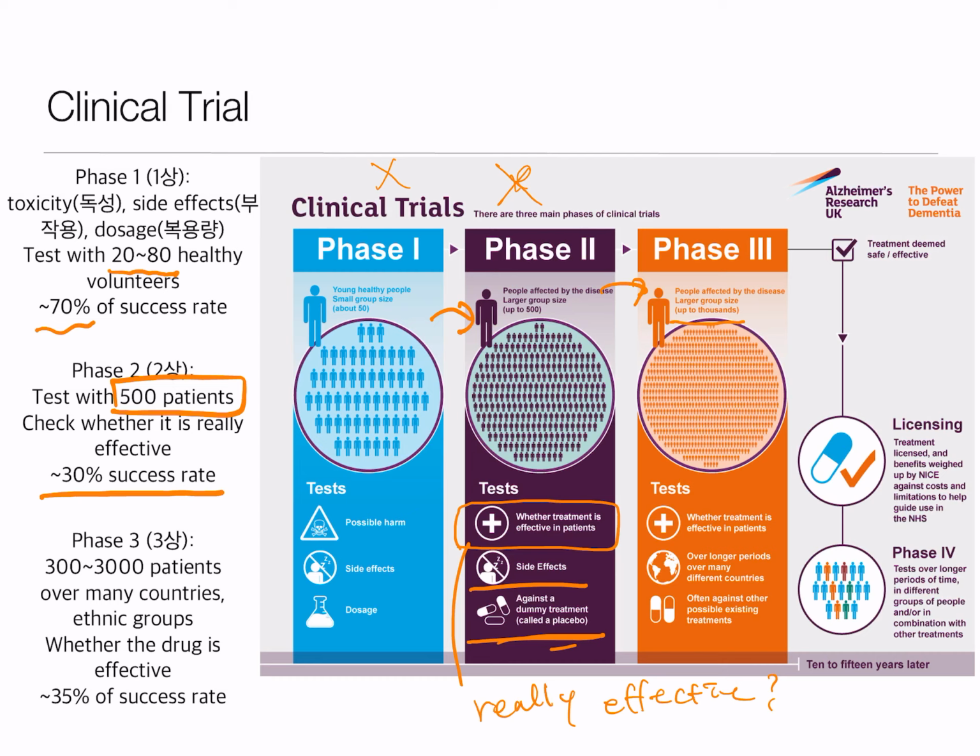So usually they recruit 300 to 3,000 patients over many countries, over many ethnic groups, and they check whether the drug candidate is really effective. And the success rate at this step is about 35%, right? So if you multiply these success rates, actually the final success rate is very, very low, okay?